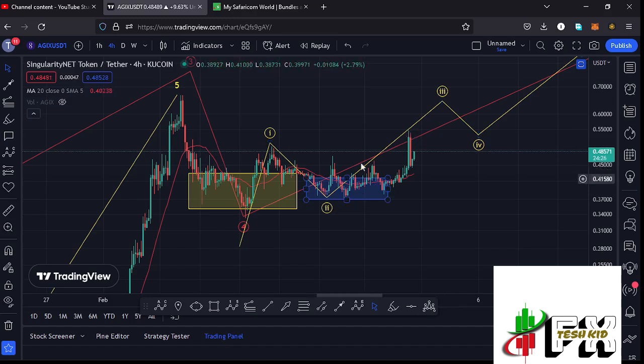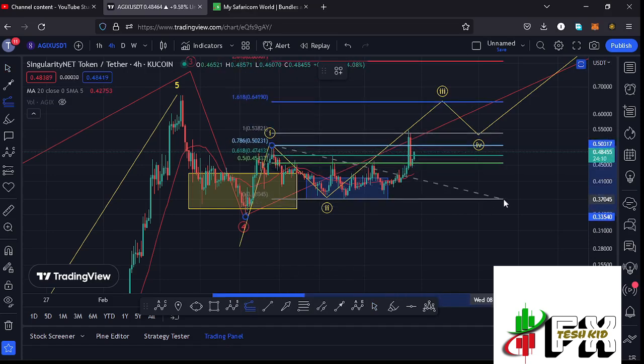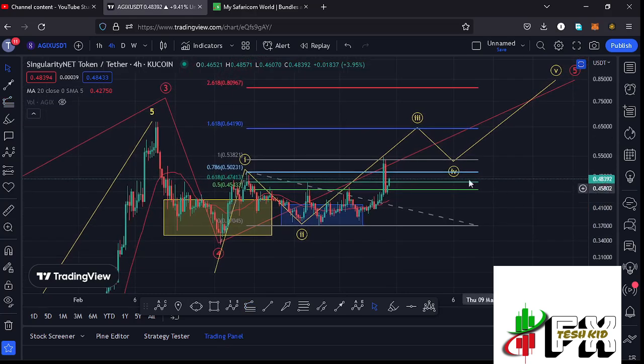And because we are in the formation of this wave 3, I can sketch out my minimum target area to the upside in the formation of that wave 3, which is the next area that I'll be watching here on the Agix chart by connecting the trend-based Fibonacci from the low of the first wave to the high of that wave 1, then dragging the fibs to the low of that wave 2, and that gives me a minimum target area in the formation of that wave 3 at the fib level 1.618, and that is at around the $0.6419 mark.